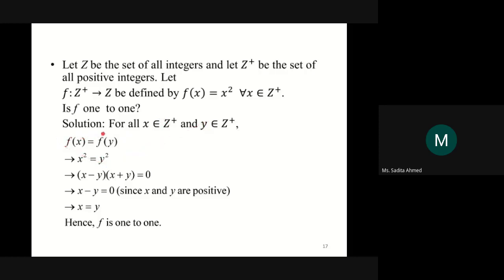Now, f(x) is equal to f(y) means what? x squared is equivalent to y squared, the function that is applied on x and y, x squared, y squared. So x squared is equal to y squared. If you bring y squared to the other side, what do you have? x squared minus y squared. And how do we expand x squared minus y squared, guys? (x minus y)(x plus y). Exactly, x minus y multiplied with x plus y.